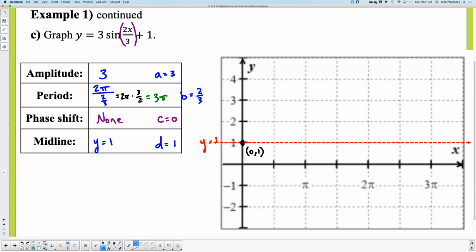Okay, we had a period that is 3 pi away, so go 3 pi away and put that point. 3 pi, 1. There's where the second cycle would begin. Now, in between, what's going to happen? We're going to have a maximum, then a 0, then a minimum, and then back to the 0. They need to be evenly spaced.